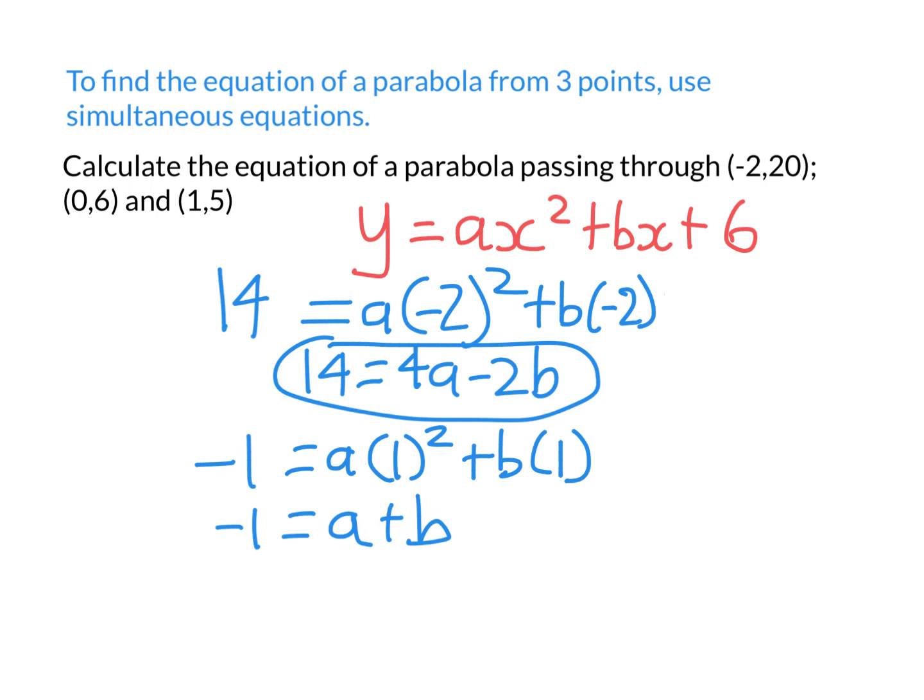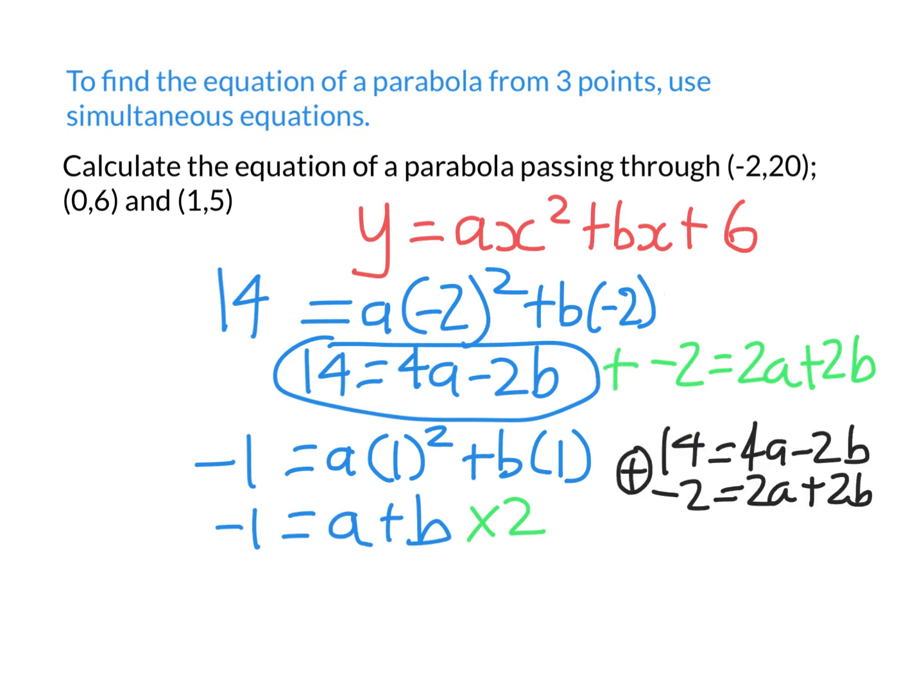So now I need to solve each of these equations simultaneously. To use the elimination method, I need to make a or b have the same coefficient. I'm going to times this equation by 2. So I'm going to get -2 equals 2a plus 2b. So I now have two simultaneous equations. B has a 2 in front of it in both, so I'm going to add together these two equations.